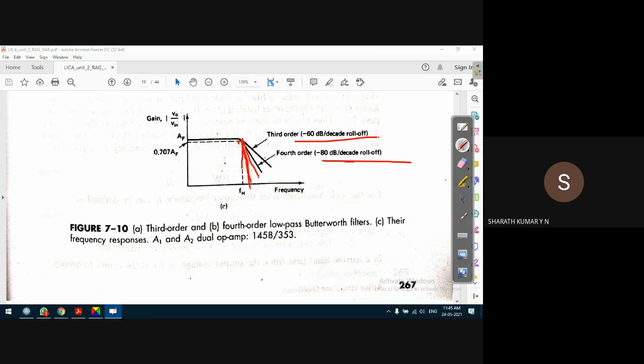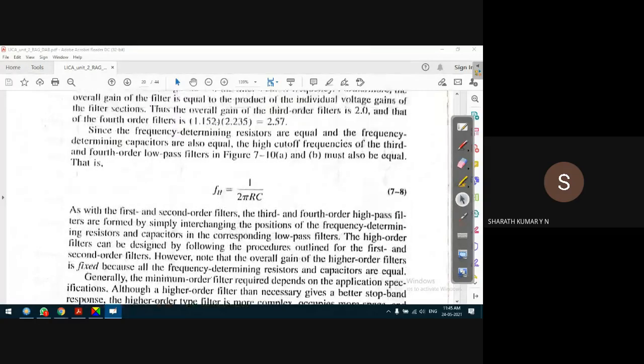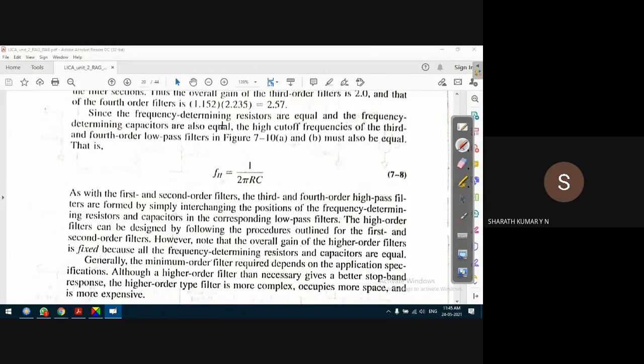The nth order definitely gives an ideal response, but the problem is the gain varies, and the circuit becomes very bulky. The more the complexity of the circuit, the more power is dissipated in the circuit. That's the problem. The frequency determining resistors are equal, and the frequency determining capacitors are also equal. So assuming that, we can find the upper cutoff frequency as 1/2 pi RC.